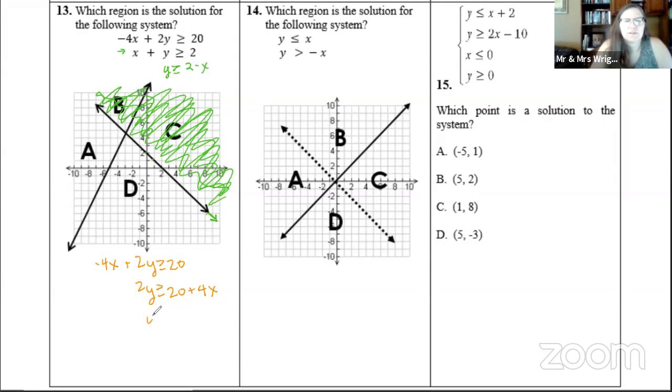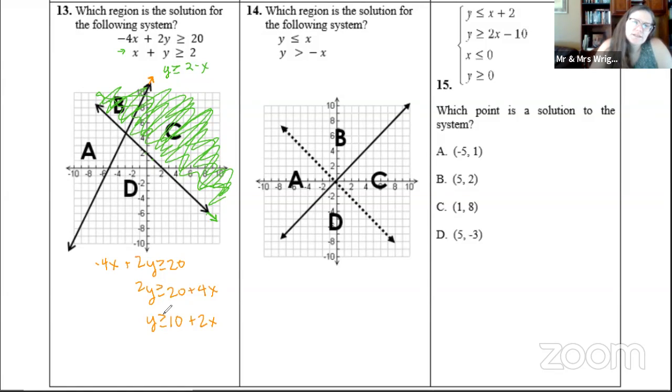Now I need to divide everything by 2. Y, this is a positive 2, so I'm not going to change my sign at all. Y is greater than or equal to 10 plus 2x. So this is 10, and we're going to go up 2 and over 1, up 2 and over 1. If we go down 2 and to the left 1, that's the same thing. But the line is already graphed for us, so that's not the important part. But I do like to verify that the line is correct.